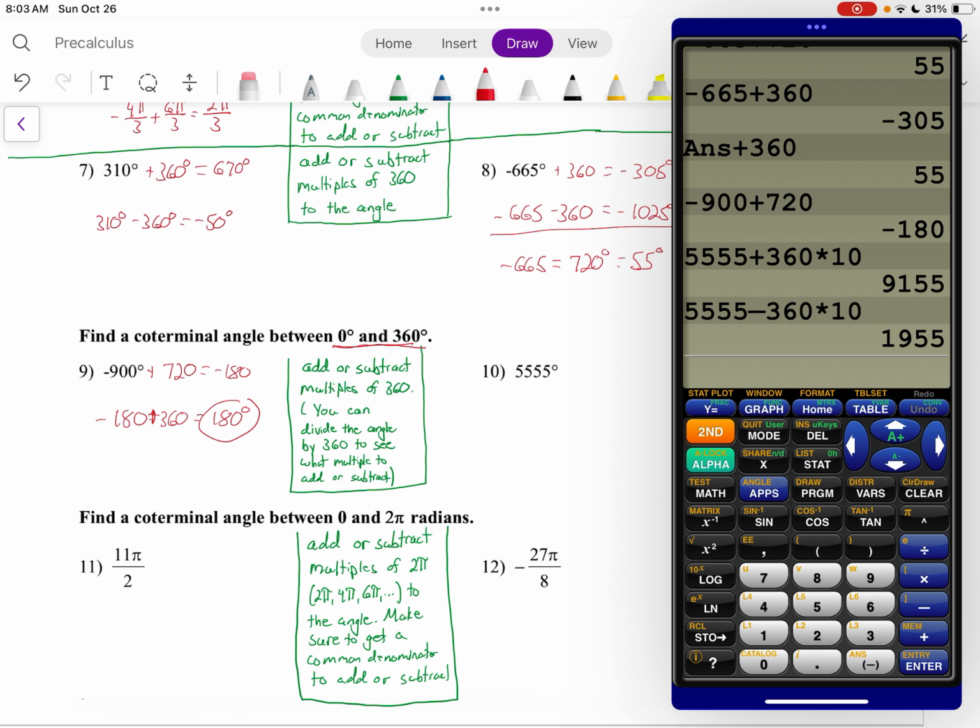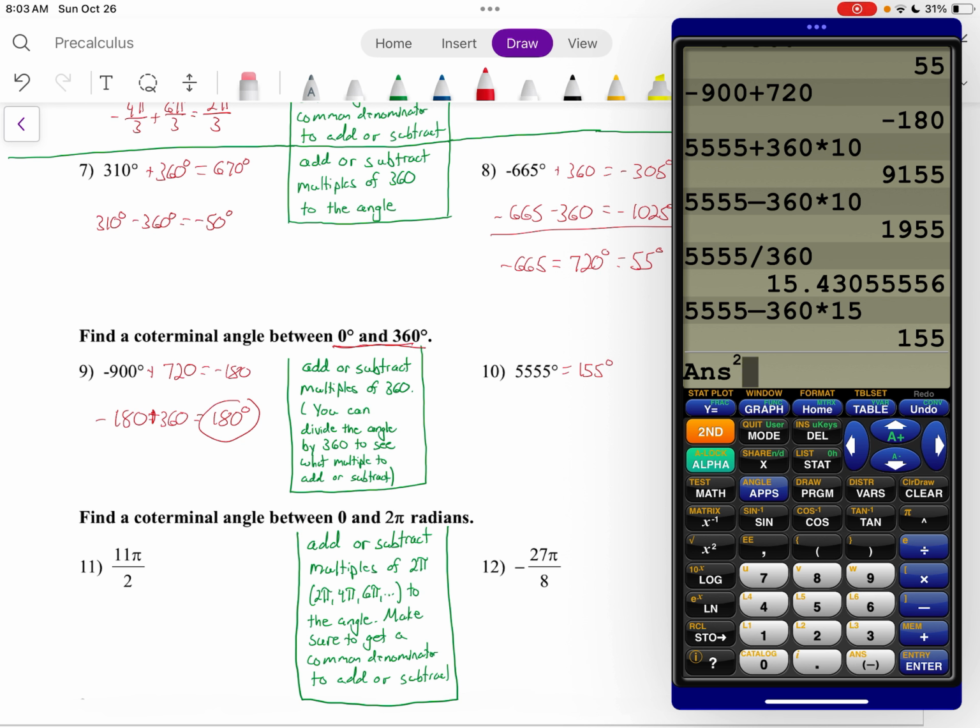The other way we found to do this was to take 5,555 and divide it by 360. So there are 15 full rotations. And so we can do 5,555 and subtract 360 times the 15. And that will give us our coterminal angle, because that subtracted 15 full rotations, which got us between 0 and 360.